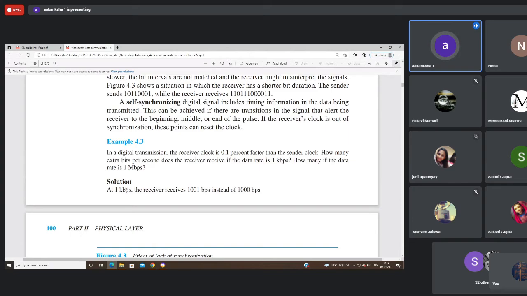So at 1 kbps, the receiver receives 1001 bits per second instead of 1000 bits. Why? Because we are saying 0.1% faster. So 0.1% faster means 1 bit extra in the entire message in 1 second. My data rate is 1 kilobit per second, which means 1000 bits per second, and 0.1% faster means 1 bit is extra. So instead of 1000 bits per second, the receiver has received 1001 bits per second.